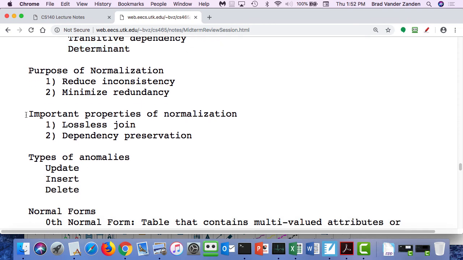So then you need to know what are the important properties of normalization. So the ability to recombine the original relation by using a join without losing information, and the ability to preserve every dependency or constraint. A dependency is a constraint. Every constraint or dependency that is in the original relation needs to be preserved in at least one of the decomposed relations.